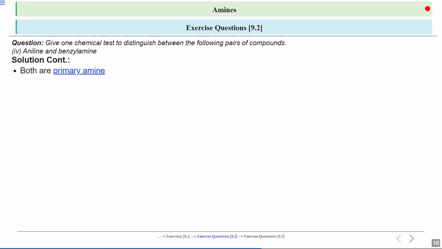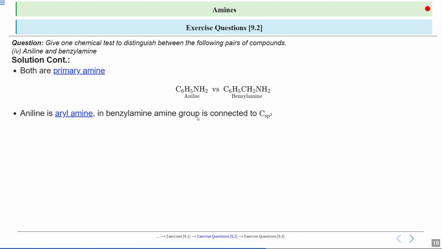Now next we will see aniline and benzyl amine. Both are primary amines. Now if you see the difference over here, in aniline, this nitrogen is directly attached to this ring, whereas in case of benzyl amine, this nitrogen is attached to this carbon which is further connected to this ring. So aniline is an aryl amine, and in benzyl amine the amine group is connected to an sp3 carbon. This carbon is an sp3 carbon.